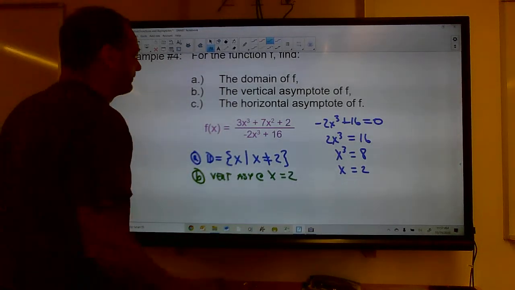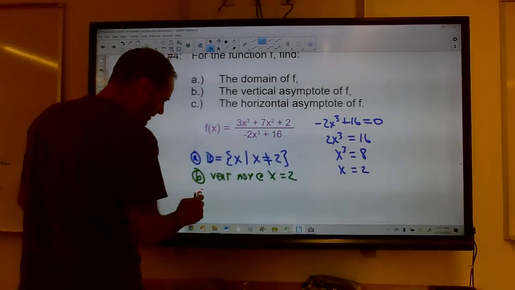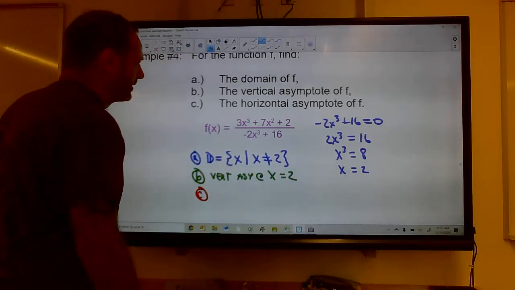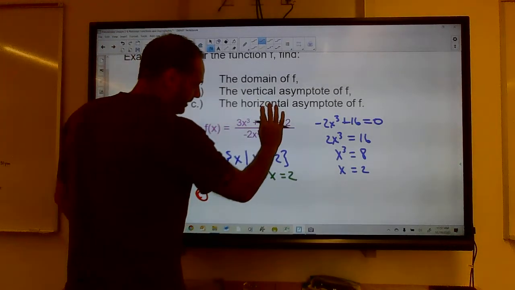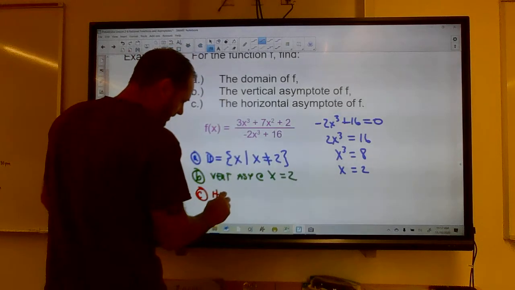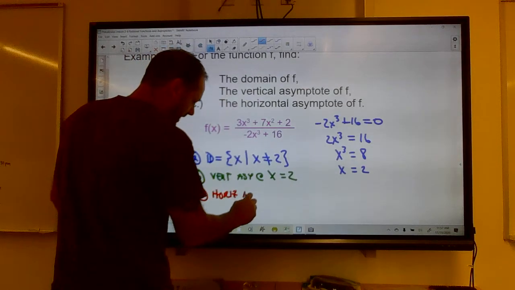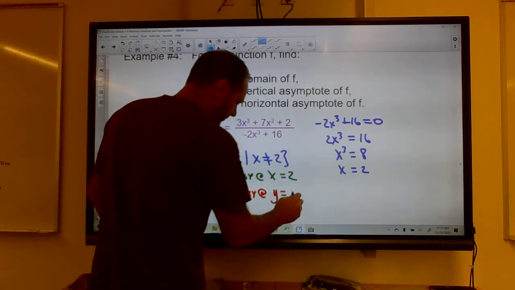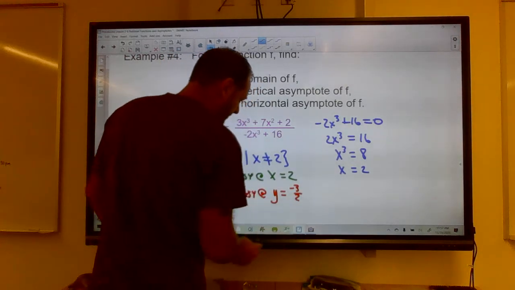Does it have a horizontal asymptote? Well, the top is degree 3, the bottom is degree 3. So I can ignore all this stuff over here, and it's going to be the quotient of those two, so it has a horizontal asymptote at y equals negative 3/2.